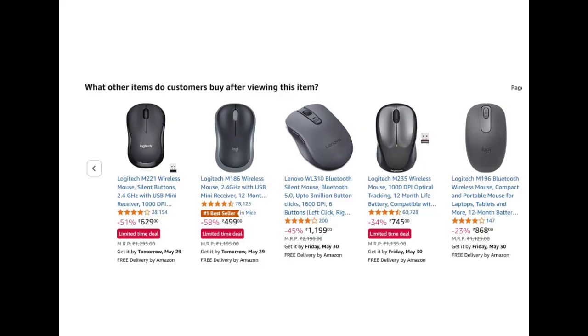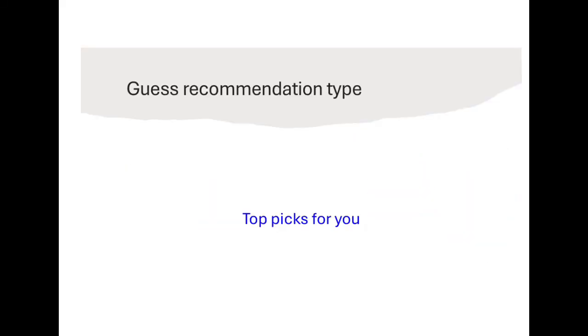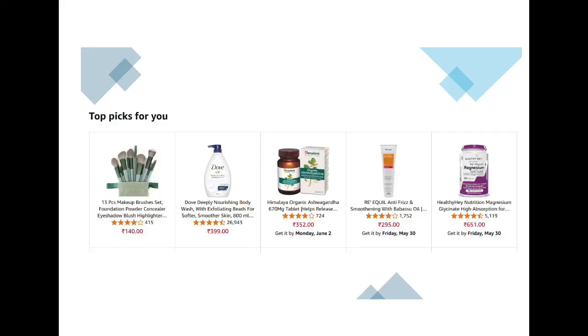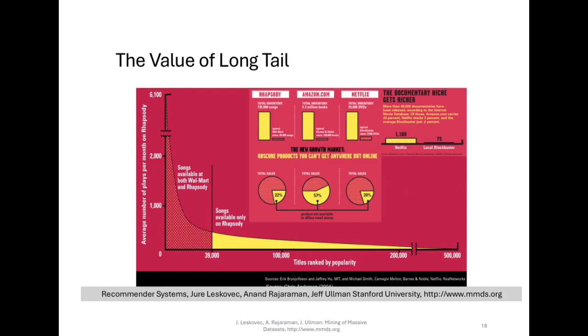So there are very different types of recommendations. And the algorithms that you use to generate these recommendations will also be very different. Okay? Top picks for you. That's a personalized recommendation. Yes. I bought this Ayurveda product, and it suggests this, so it's kind of this. Okay.